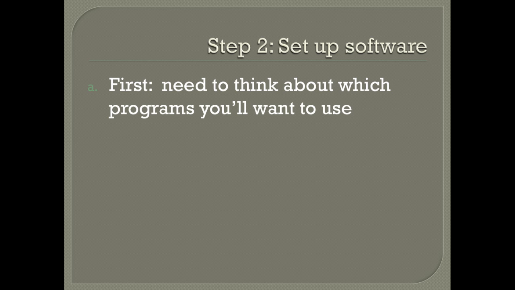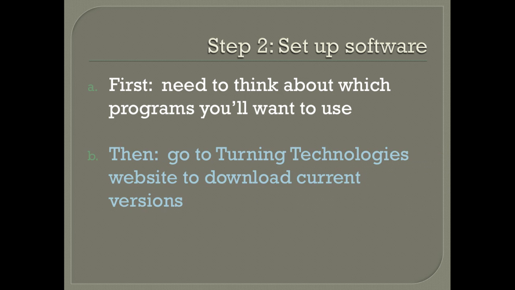So, step 2, let's talk about setting up the software. First of all, you need to think about which programs you'll want to use. Then you should go to the Turning Technologies website to download the most current versions. Certainly you can start with the software in the thumb drive, but you should go to the website for the most current version, and you'll probably even be prompted to do that.